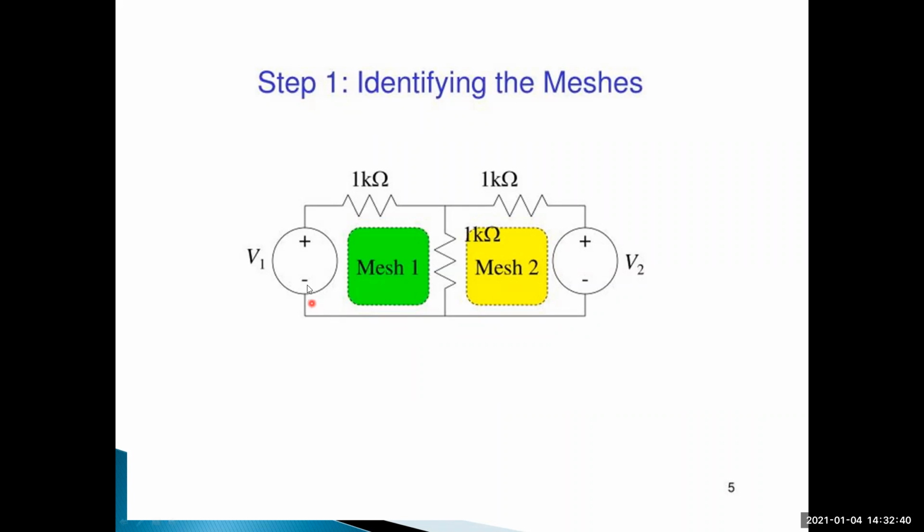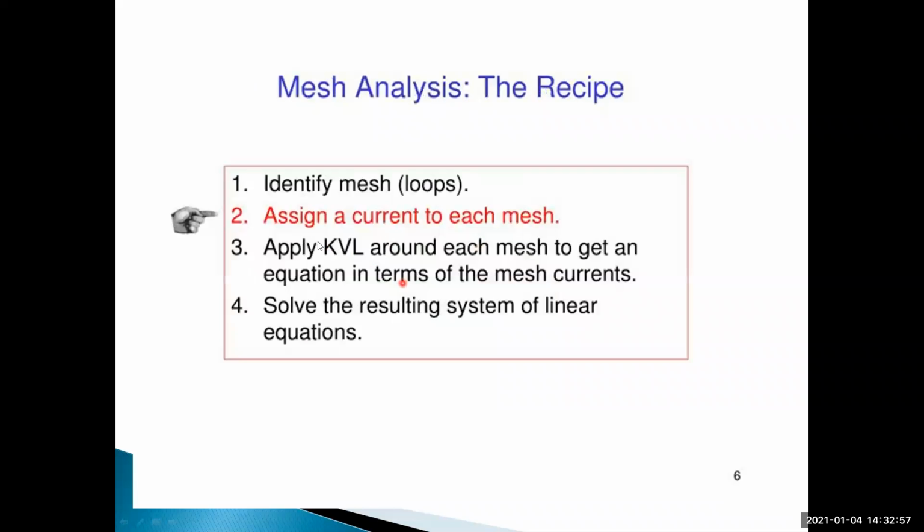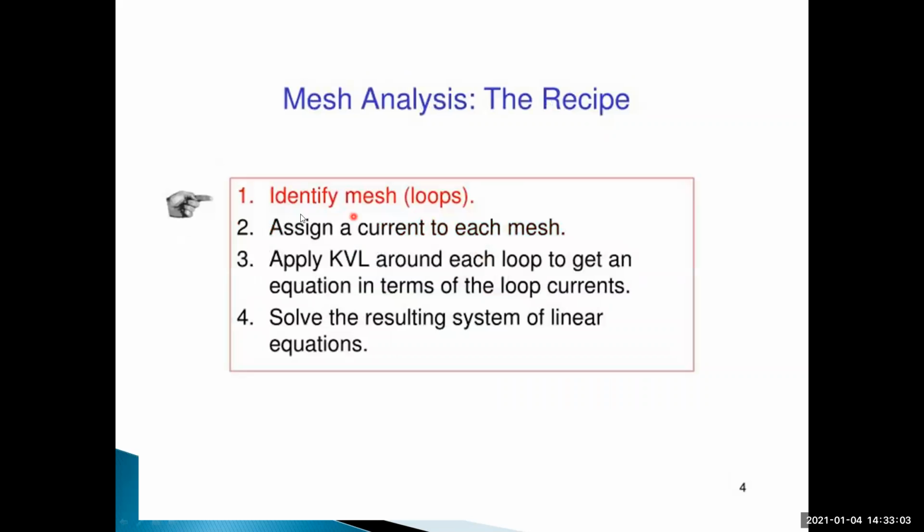A compulsory closed circuit is called a mesh. It's a closed circuit with a voltage source and a resistor and this resistor. That's why it's called meshes or loops. And then second one, what do we have to do? Assign a current to each mesh. Understood? First one, identify mesh or loops.